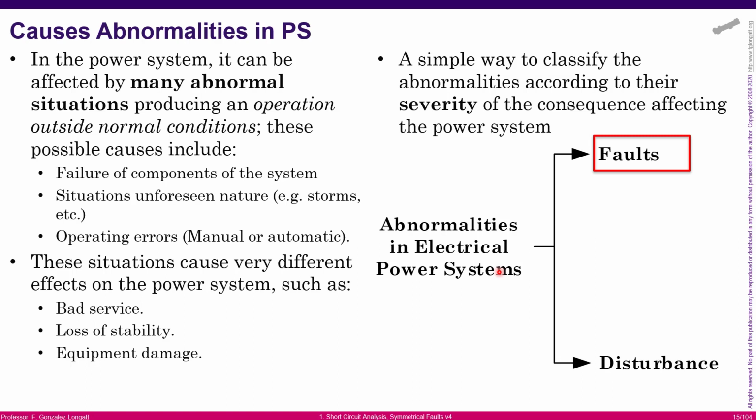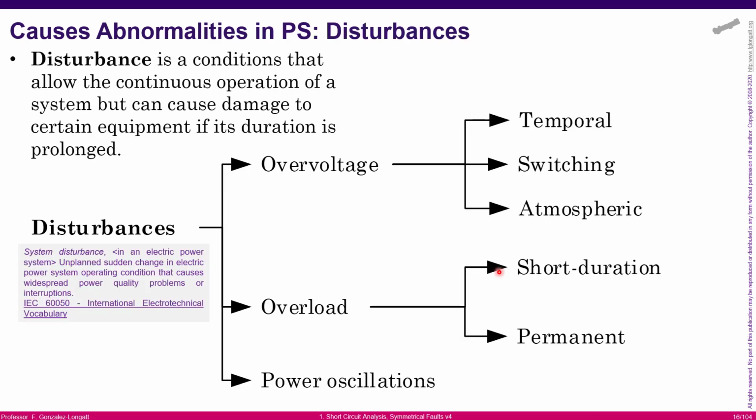Faults are probably the most severe abnormalities inside the power system. And there are some others that are called disturbances, okay? Let me start with the disturbances. The disturbances are typically not so dangerous at first glance, okay? It's a condition that allows the operation of the power system, okay? However, one of the problems of disturbances is that it's the sighting point of something inside the power system, okay?